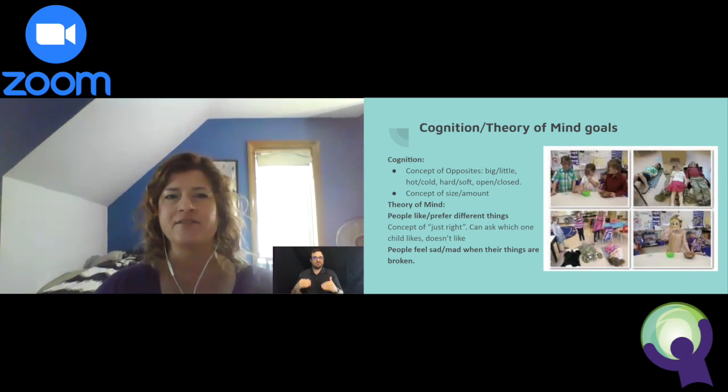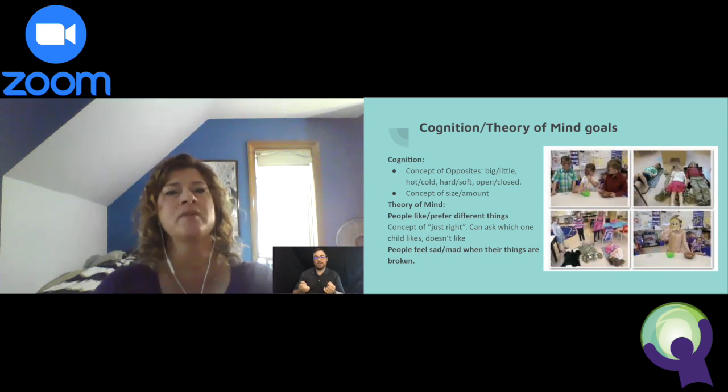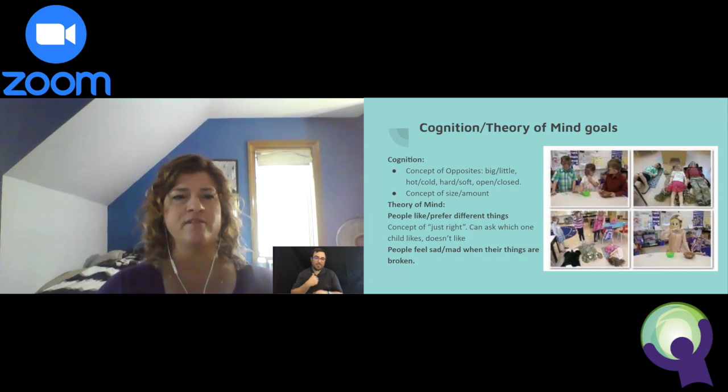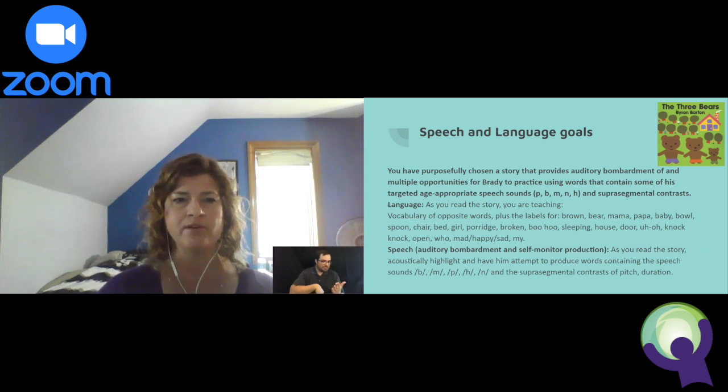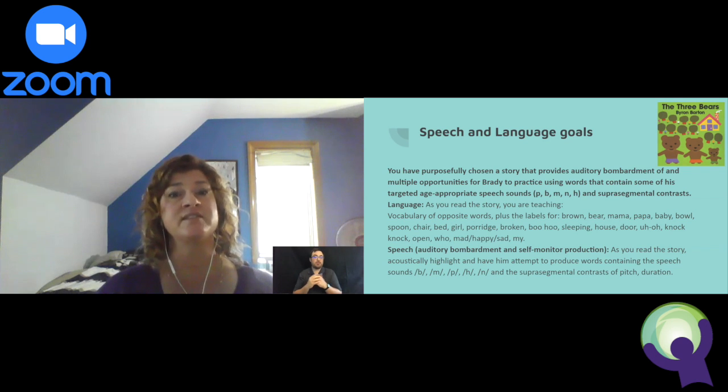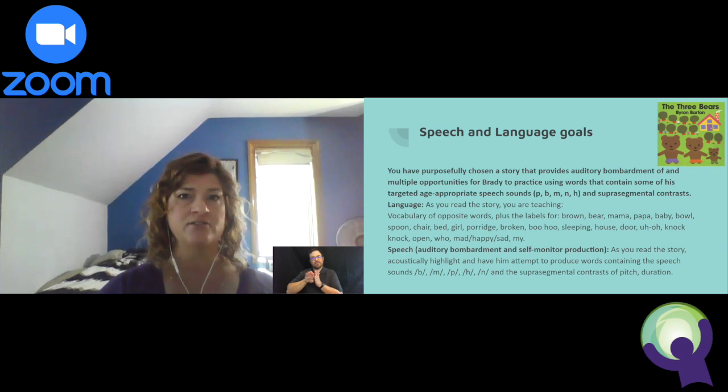So the cognitive concepts, we've talked about that. We also have size and amount when we're talking about the mom, the dad, and the baby. And we've talked about how we add theory of mind and feelings and preferring things. Speech and language, we have specifically chosen the earlier developing sounds, and we are reading the story and we're teaching that vocabulary. And for speech, we're still sticking with auditorily bombarding him with some of the earlier developing sounds and suprasegmental contrasts.